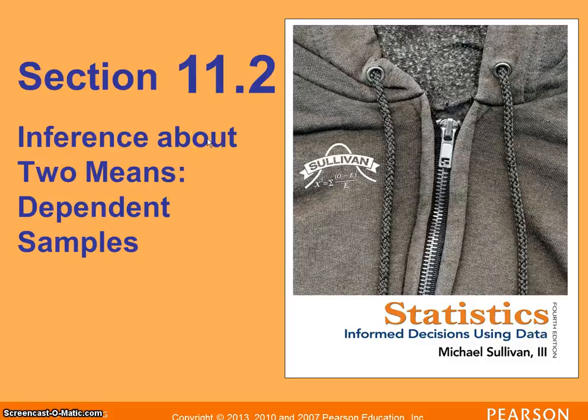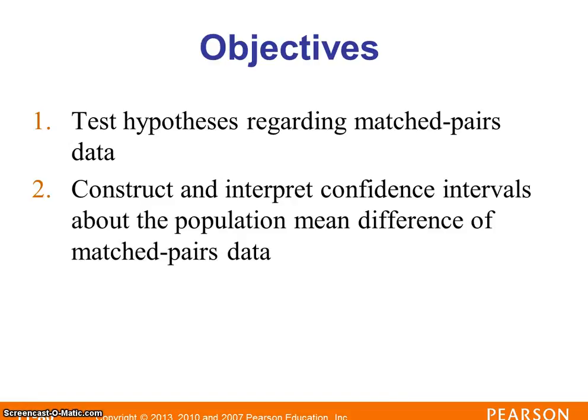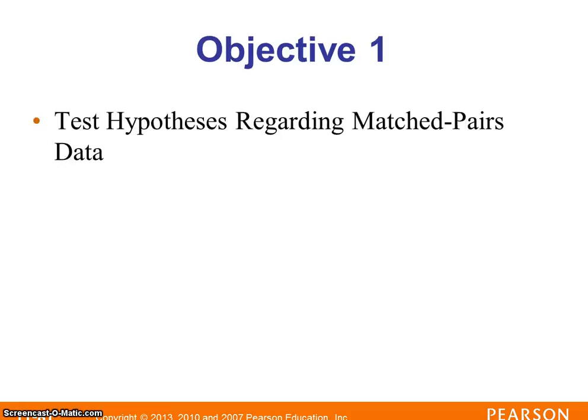So again, remember in this case we're talking about means, so just as in the last chapter, chapter 10, we will be using the t distribution rather than the normal distribution. So the objectives in this section will be to test the hypothesis regarding matched pair data, again because we're talking about dependent samples, and then we will construct and interpret confidence intervals about the population mean difference for matched pair data. So let's look at objective 1.